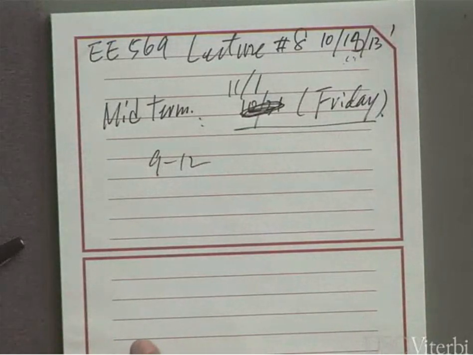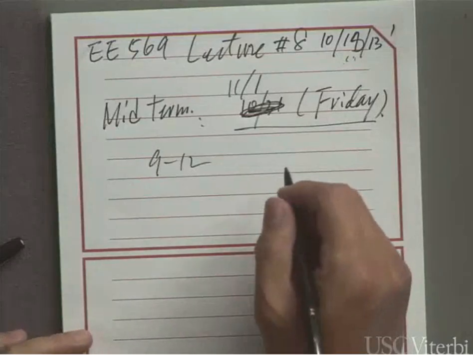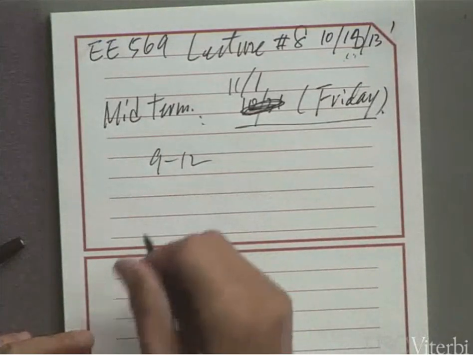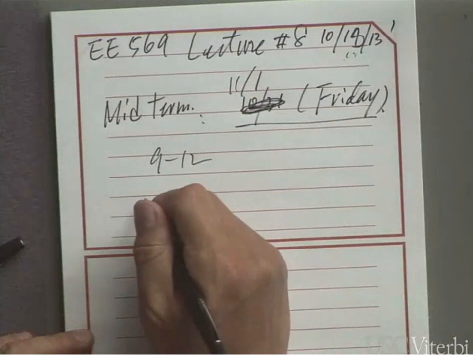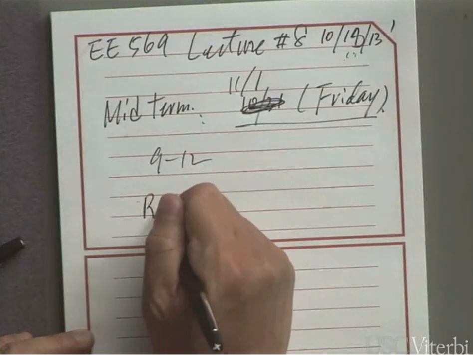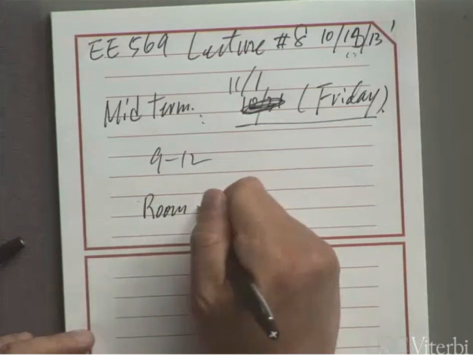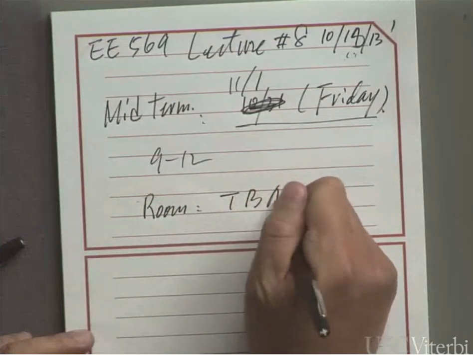Room we need to find out. Okay, we'll announce the room. So usually we put the TBA, means to be announced. Okay. To be announced.